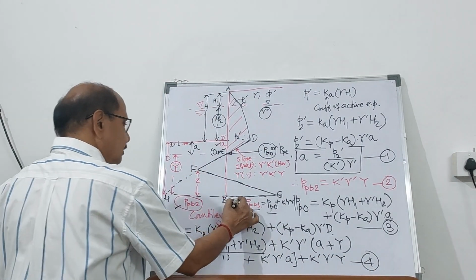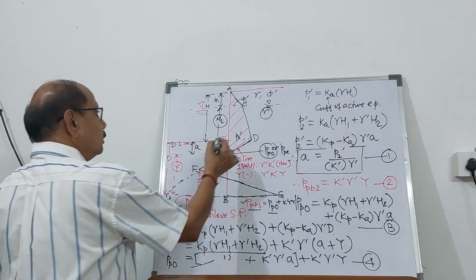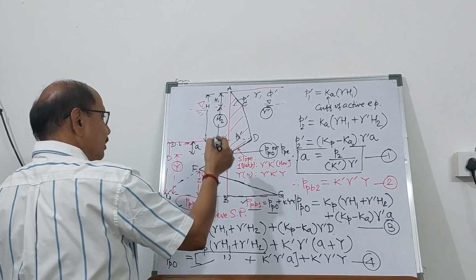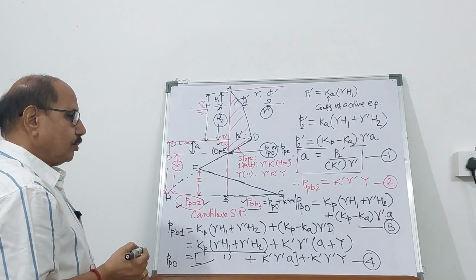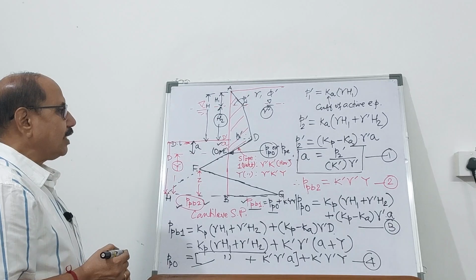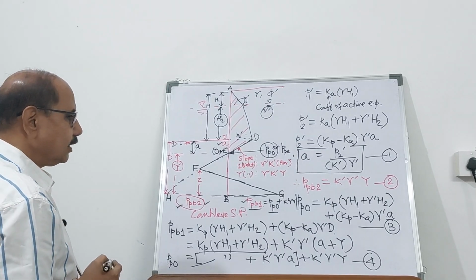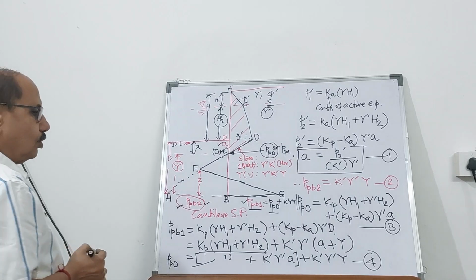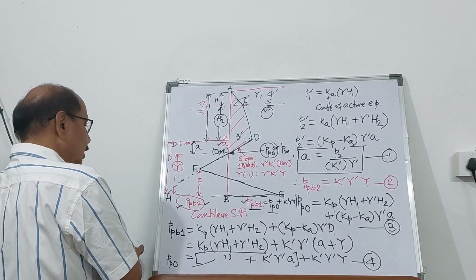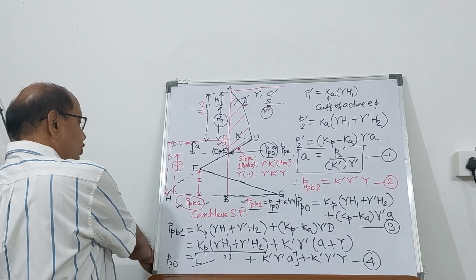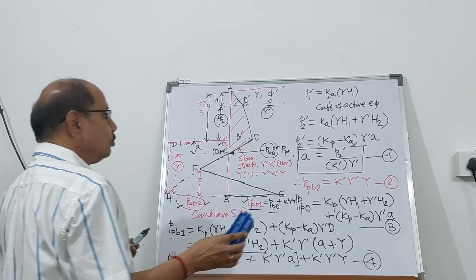So everything is known. P1 prime, P2 prime is known, A is known. In fact, everything is known. Therefore, we can apply the law of statics and find out the value from sigma H equal to 0. And we can also apply the moment about the base must be equal to 0.